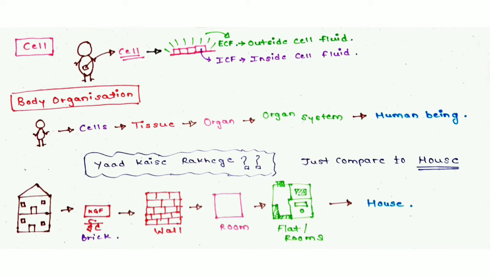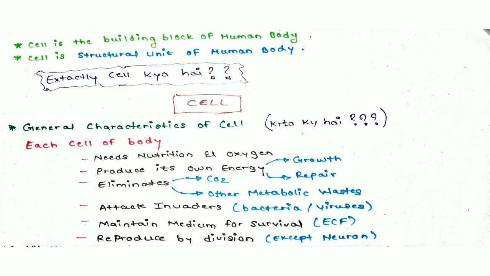Your house is made up of brick that gives rise to wall and so on. Okay, so moving on to our topic, from this discussion we got to know that the cell is the basic unit and the smallest unit of life of the human body. It is the structural as well as the functional unit of the human body. Now we got the introduction of the cell, but what exactly does a cell do?